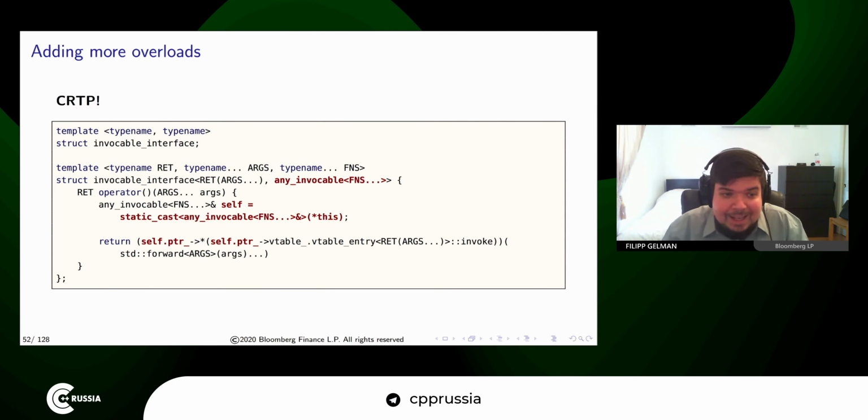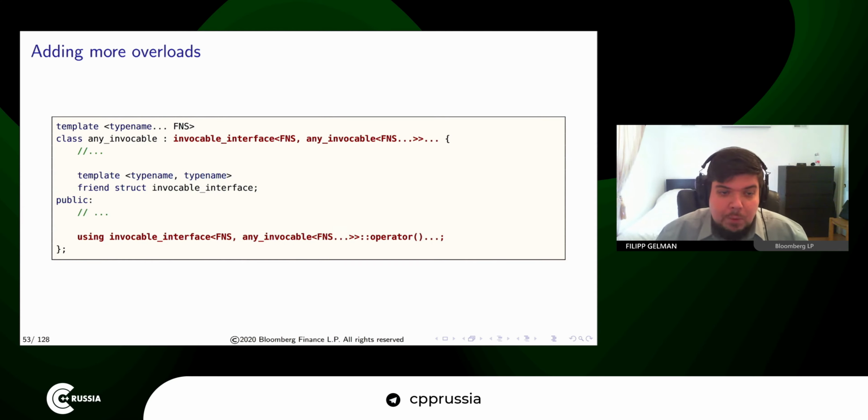Now that I know which any invocable I'm the base of, I just need to downcast myself to that any invocable type. And then I know how to reach inside, how to grab a pointer, then how to grab a vtable, how to grab the correct vtable entry, and as before, I invoke that pointer on the base in the derived any invocable.